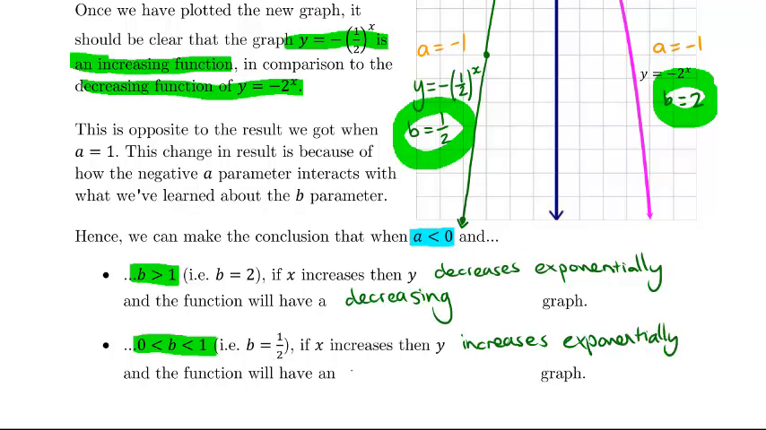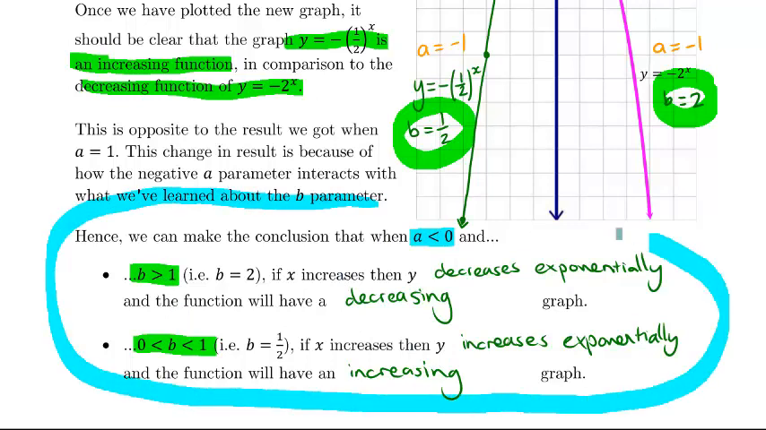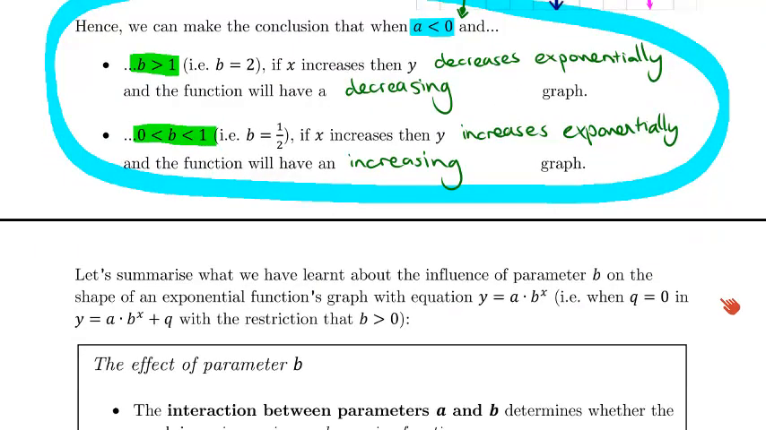And the function will have an increasing graph. So this time, these are the conclusions that we can make about the parameter b for the a values that are negative. And with that said, guys, we can now summarize what we have learned about the influence of parameter b on the shape of the exponential function's graph with equation y is equal to a times b to the x.